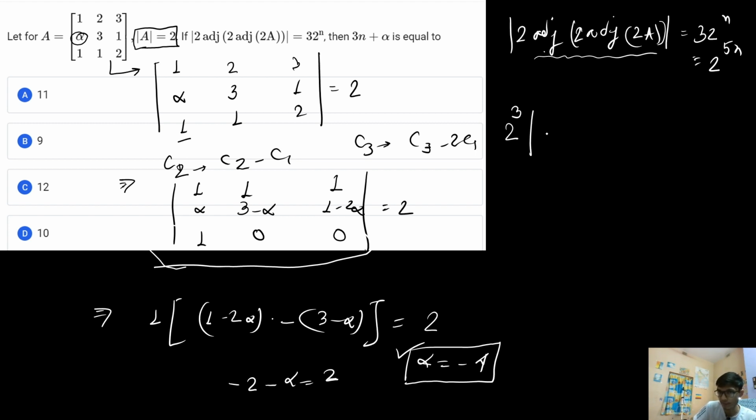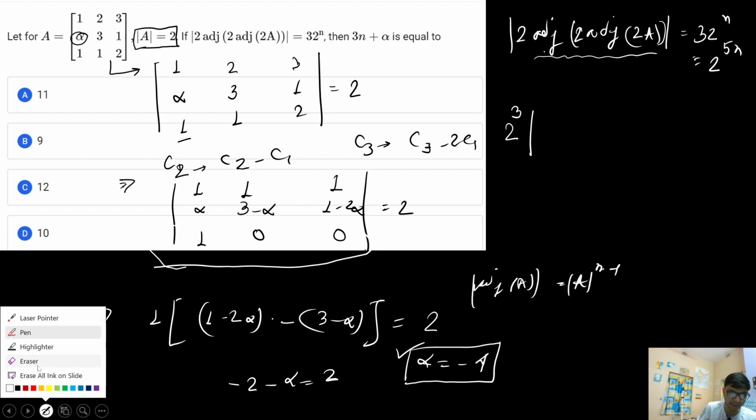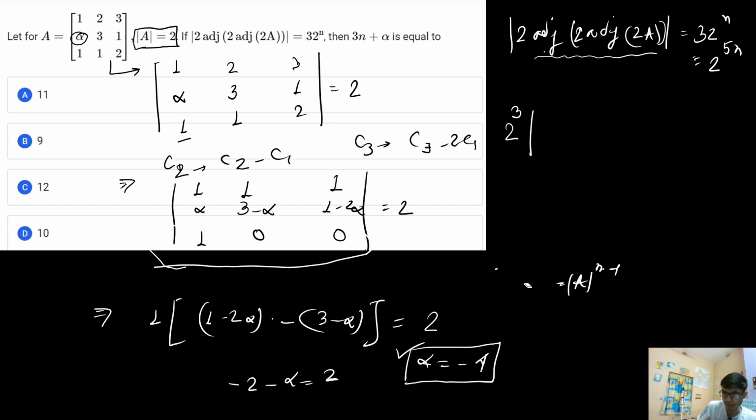Now how can we write the adjoint of this particular thing? We already know that the determinant of adjoint of A is basically equal to the determinant of A to the power n minus 1. If I use this property, the determinant of adjoint of A is equal to the determinant of A to the power n minus 1, then I can write it as 2 times the determinant of adjoint of 2A to the power 2, and this is given as 2 to the power 5n.